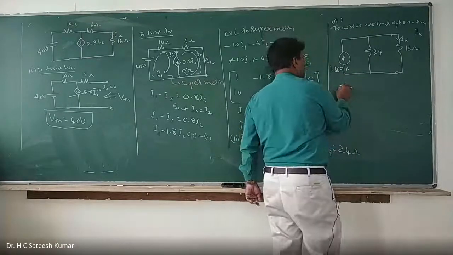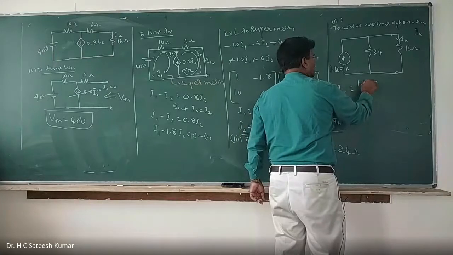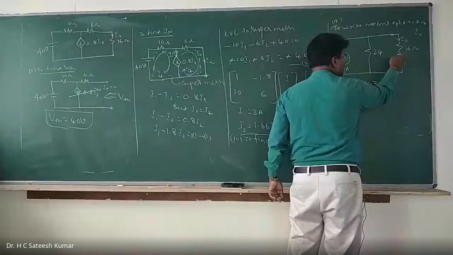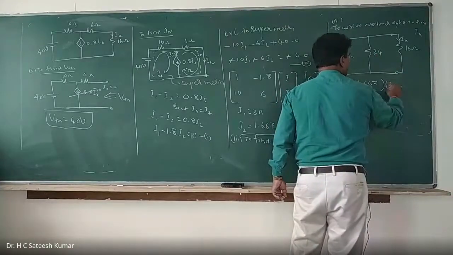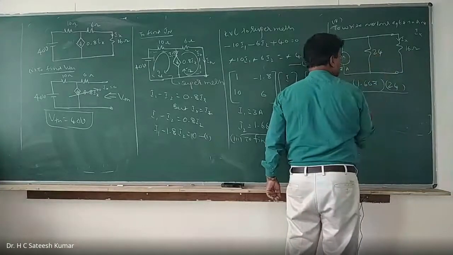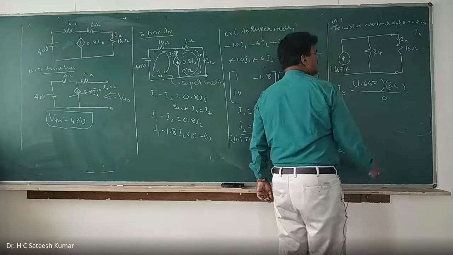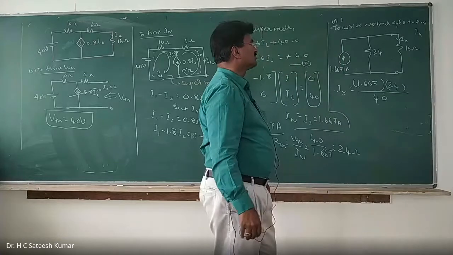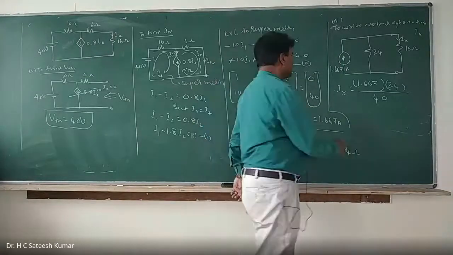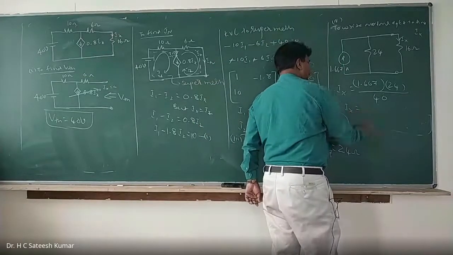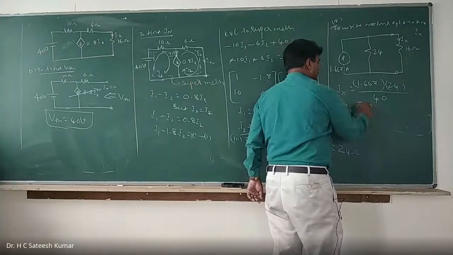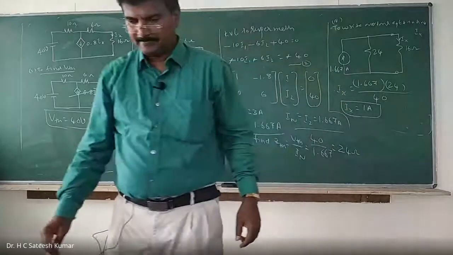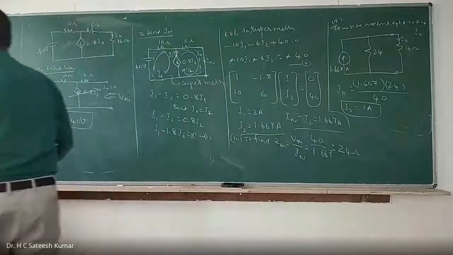Ix is equal to the total current, 1.667, into the resistance of the other branch, since I want to find the current in this one. Other branch is 24, divided by total resistance 24 plus 16, which is 40. How much is that? Ix is 1 amp. That's how we should do it. So this is a question from one of the papers.